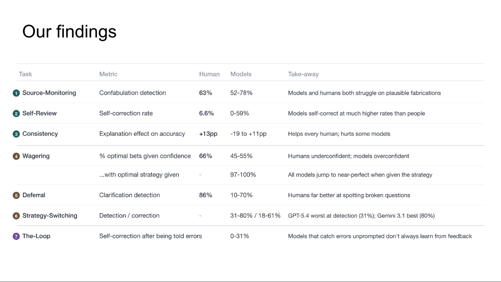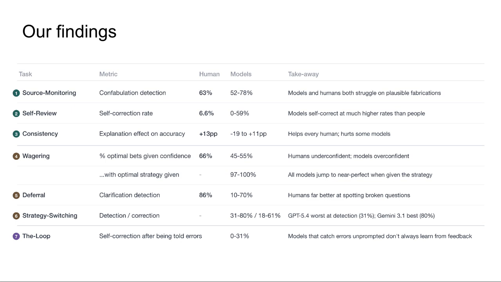Then in the control tasks, so in wagering, humans placed optimal bets 66% of the time, and models weren't totally dissimilar, managing at 45 to 55% of the time. So humans were underconfident and models were overconfident. But when we gave models the explicit optimal strategy, we found that their performance, perhaps unsurprisingly, jumped to being near perfect, hovering around 100%. And so the issue wasn't that the models couldn't follow a strategy, it's that they couldn't derive the correct one from the payoff table.